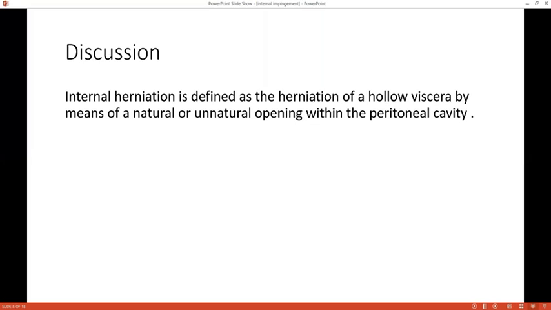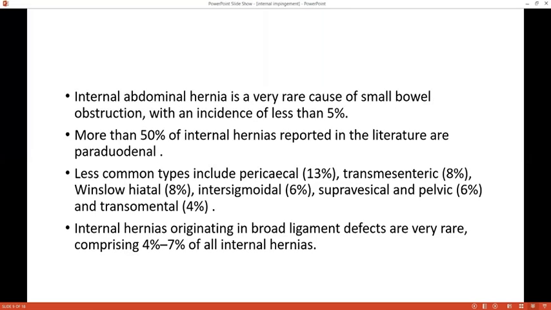So internal herniation is defined as herniation of a hollow viscus by means of a natural or unnatural opening within the peritoneal cavity. Internal abdominal herniation is a very rare cause of intestinal obstruction, and the incidence is less than 5% of all cases of intestinal obstruction. More than 50% of internal hernias reported in literature are paraduodenal. Less common types include pericecal, transmesenteric, Winslow, intersigmoid, supravesical, pelvic, and transomental. Hernias originating in the broad ligament defects are very rare, comprising 4 to 7% of all cases of internal hernias.